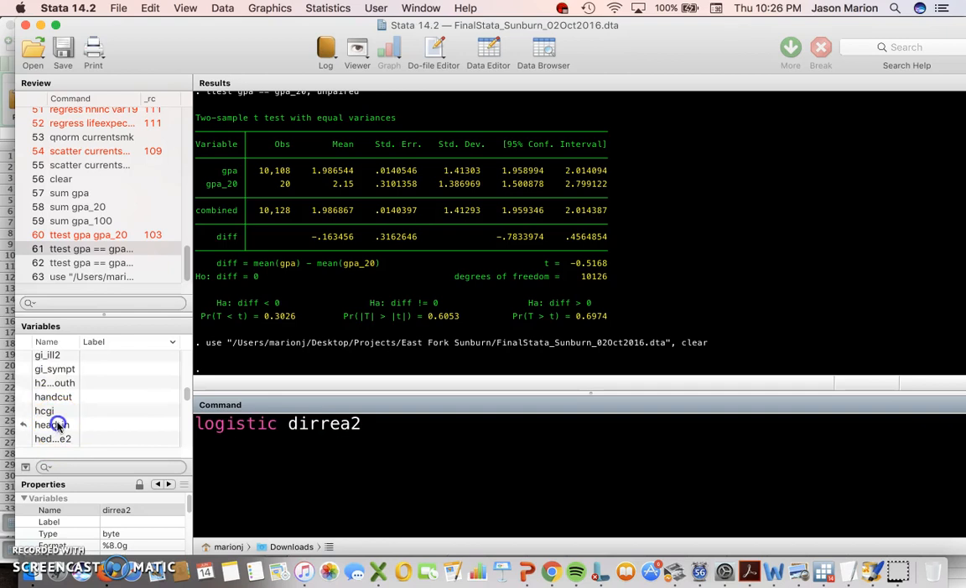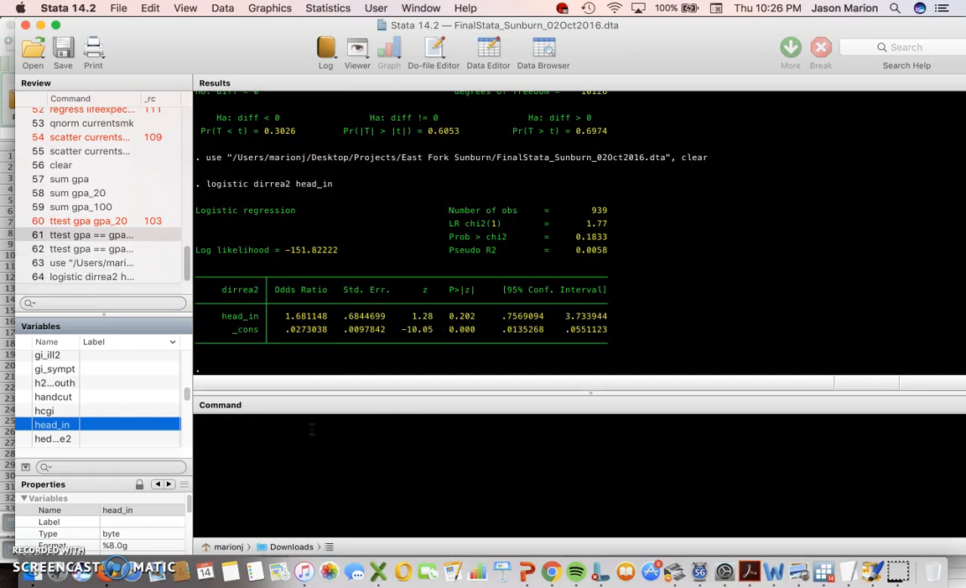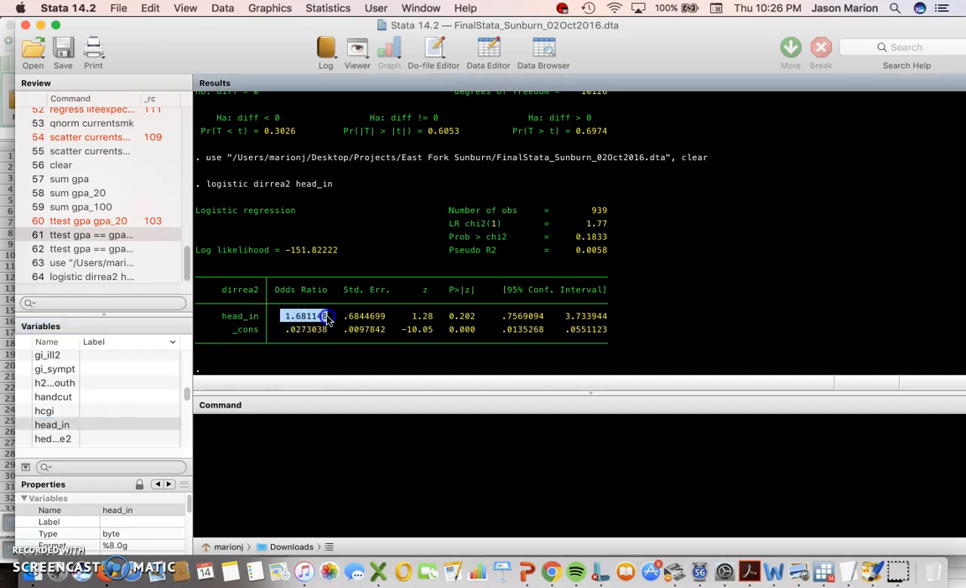head in. So among those who put their head in, what was the odds of getting diarrhea? When we do that, I see that the odds ratio estimate is 1.68, based upon the 939 people who we had data on related to diarrhea and putting their head in.